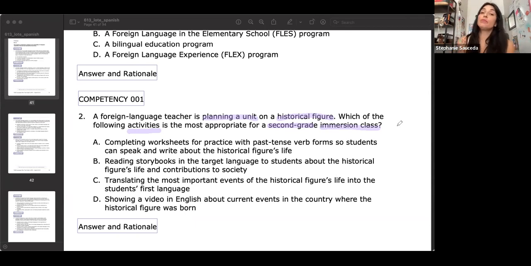We have A, completing worksheets for practice with past tense verb forms so students can speak and write about the historical figure's life. B, reading storybooks in the target language to students about the historical figure's life and contributions to society. C, translating the most important parts of the figure's life into the student's language. D, showing a video in English about current events. For sure, because it's not, we can bet ourselves $5.